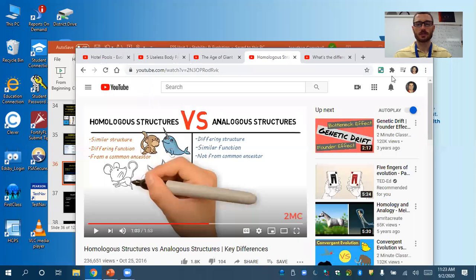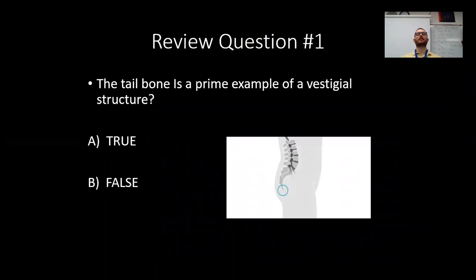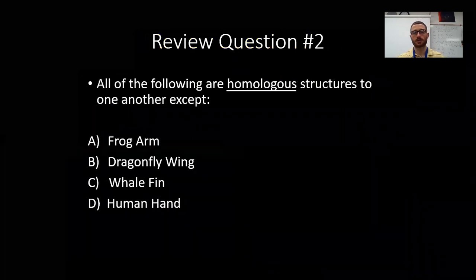Let's move on to our next stuff, which is a practice question. The tailbone is a prime example of a vestigial structure. A, true, B, false. You all know this. You should get this. It's A, true. We got it.